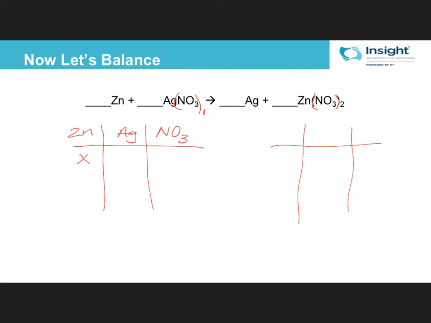So I've got one nitrate, one zinc, one silver, one nitrate there. And I'm going to do these in the same order so it's easy to compare my tables. I've got one zinc, one silver, but two nitrates here. So I've got to put a 2 out front there, which will double my silvers and my nitrates. That fixes the nitrate issue. And then if I put a 2 here, that fixes the silver issues. So 1, 2, 2, 1.